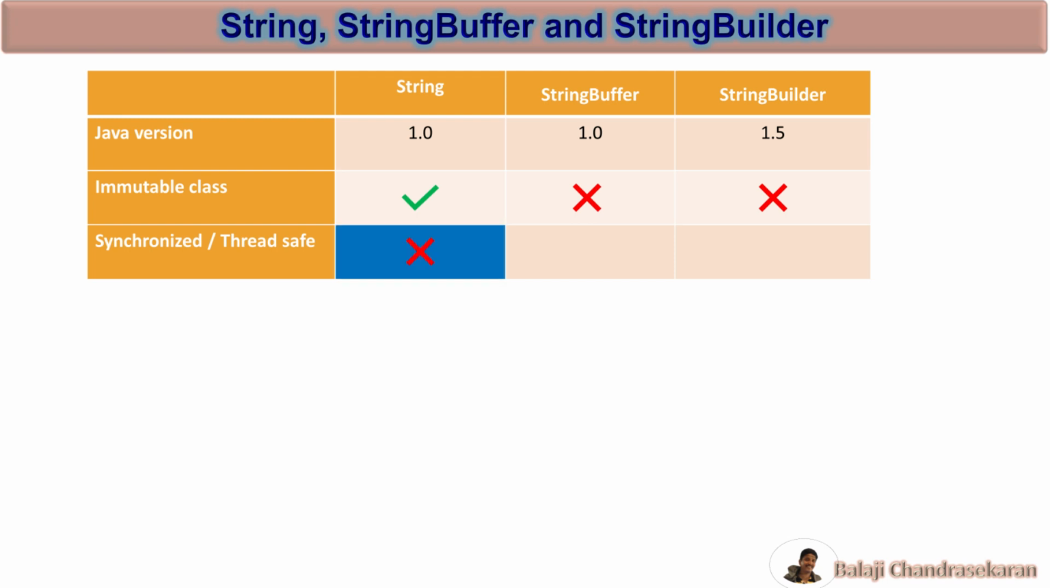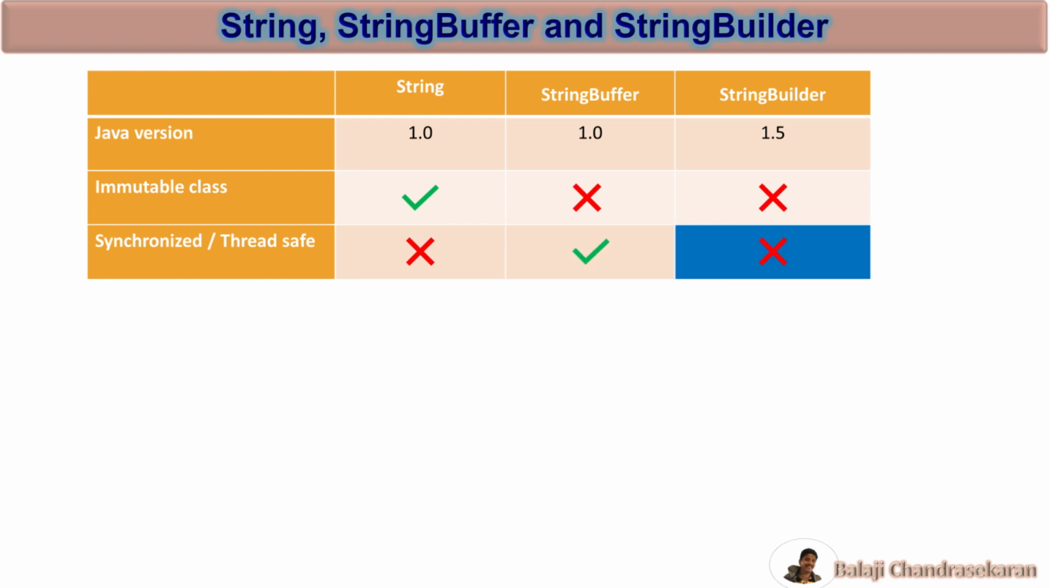The String class is non-synchronized, that is, not thread safe. It means two threads can call the methods of String simultaneously. The StringBuffer class is synchronized, that is, thread safe. It means two threads can't call the methods of StringBuffer class simultaneously. The StringBuilder class is also non-synchronized, that is, not thread safe.